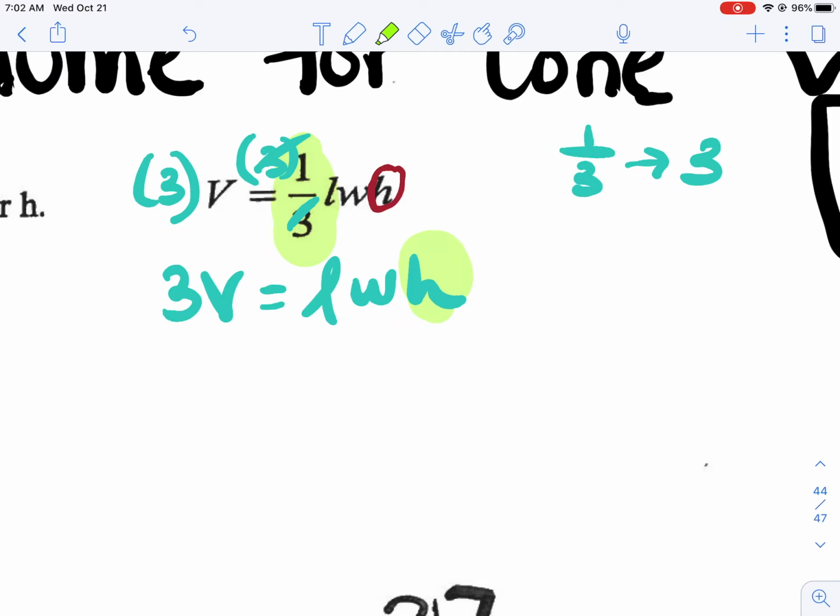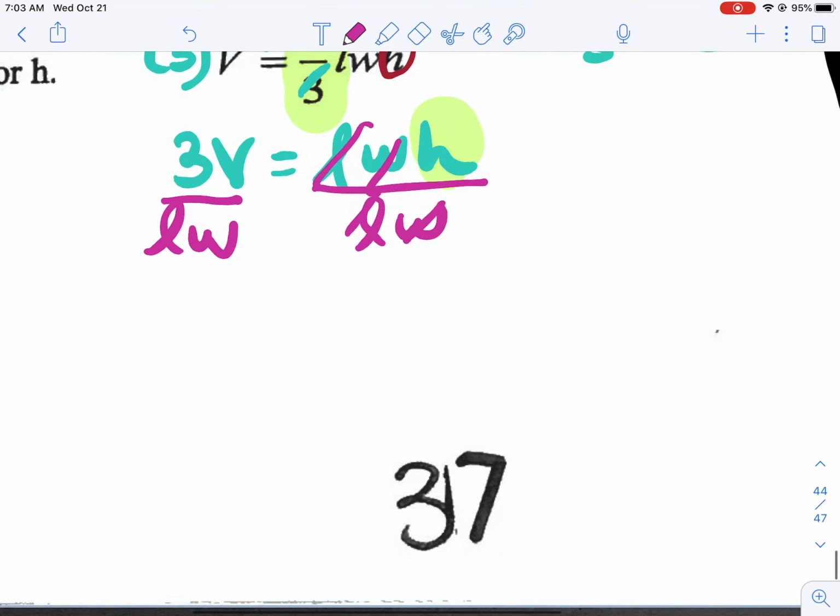Now I have h still. How is h connected to L and W? Well, they're all connected by multiplication. So let's think to ourselves, what is the opposite of multiplying? The opposite of multiplying, we know, is dividing. So I want to divide both sides by LW. It looks a little weird, but these are going to cancel and these are going to cancel. The only thing I'm left with now is h on this side, and again, it's weird, 3v all over LW.